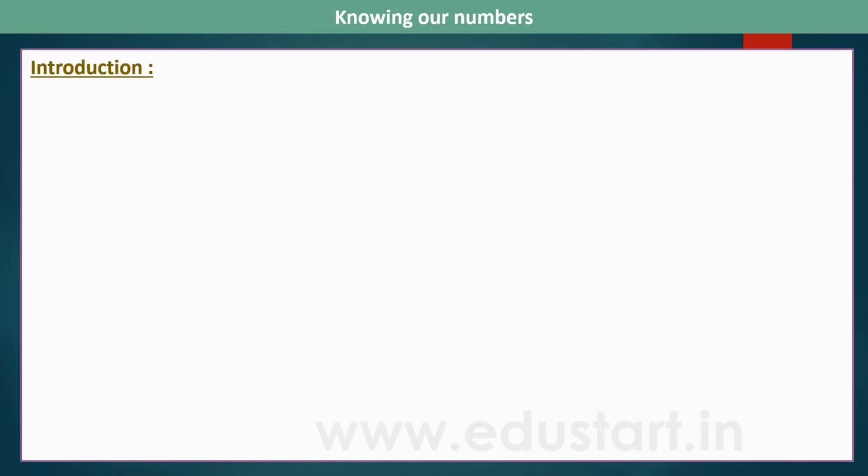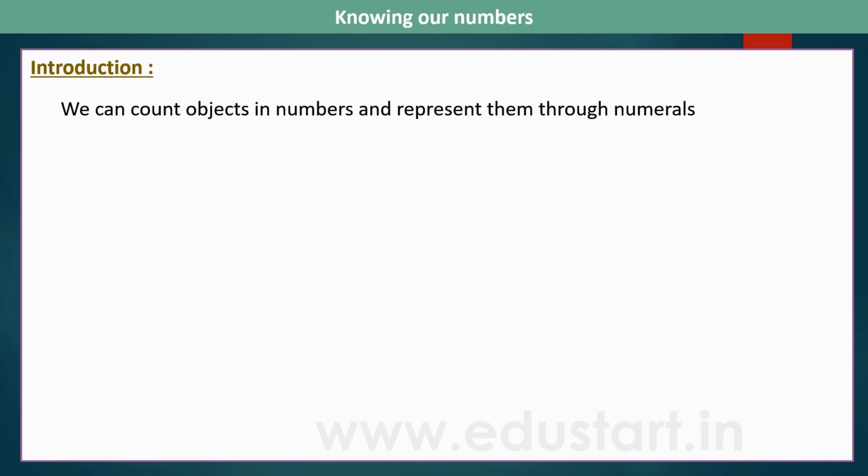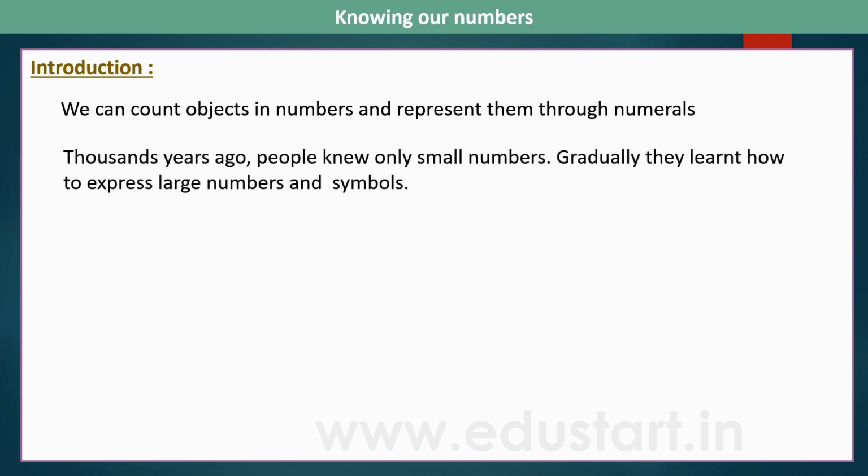So, introduction. We can count objects in numbers and represent them through numerals. Thousands of years ago, people knew only small numbers. Gradually they learned how to express large numbers and symbols.